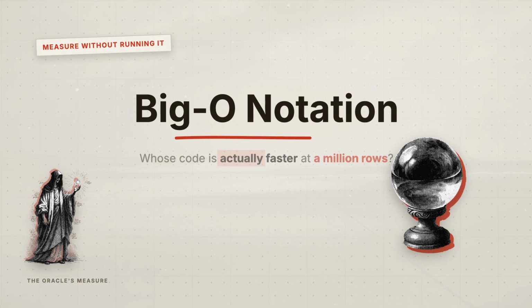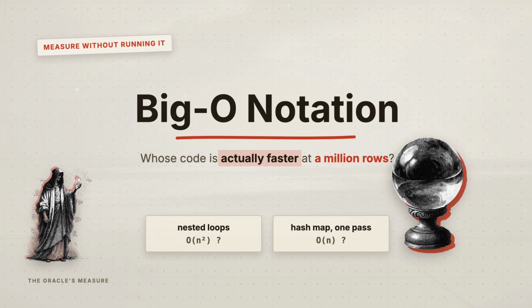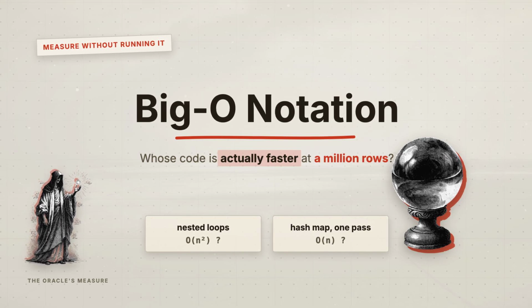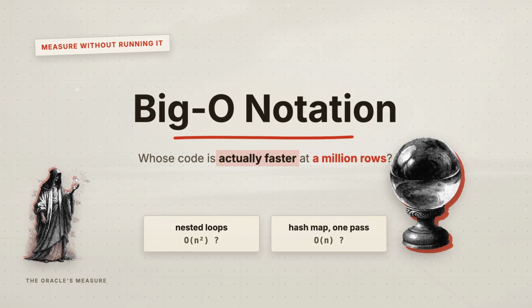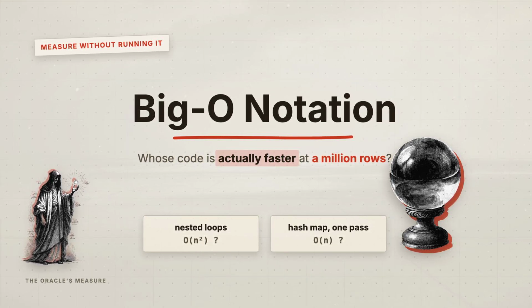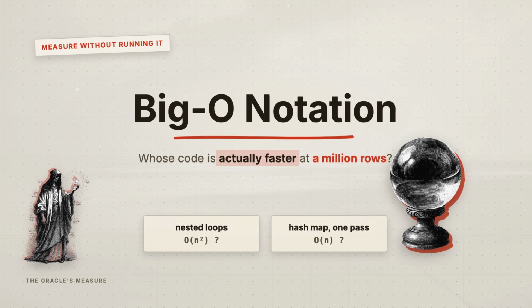You've written two solutions to the same problem. One uses a loop inside a loop. The other uses a hash map and a single pass. Which one survives contact with a million rows? Timing them on your laptop only tells you about your laptop. What you need is a way to measure an algorithm without ever running it.